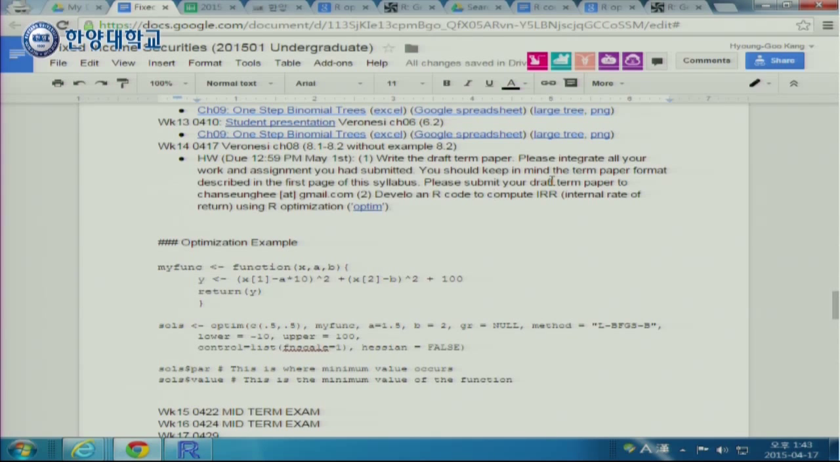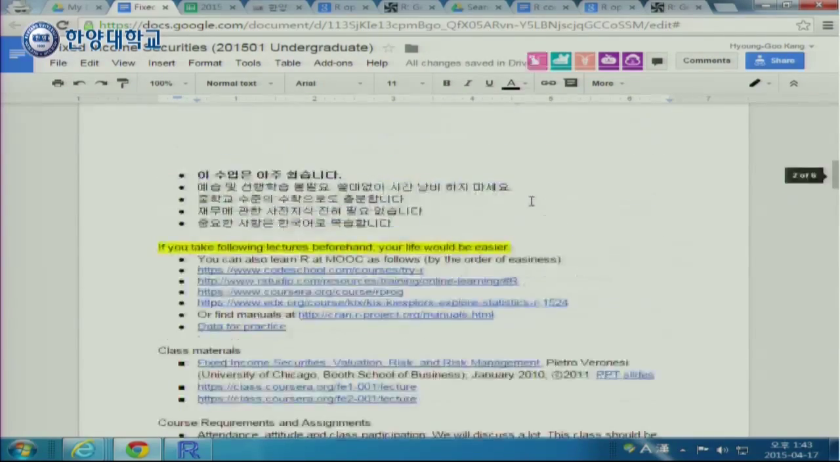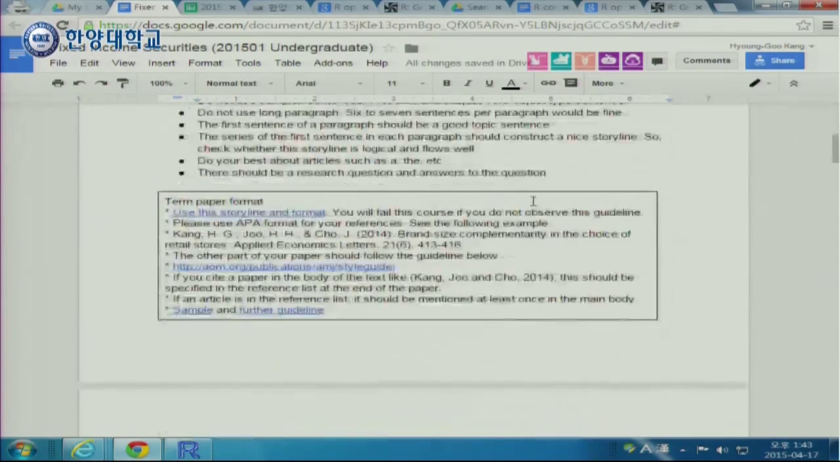When I grade your homework, midterm exam and final term paper, format is approximately 80% important. Content is just 20% important. So format is more important. And what I mean by format, let me go to the first page. We have explained it over here. Use this storyline and format.